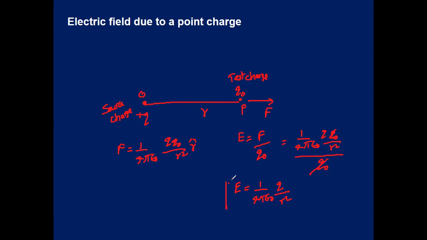So this is the electric field due to a point charge. Hence, electric field E is inversely proportional to R square. Once distance increases, the electric field will decrease.